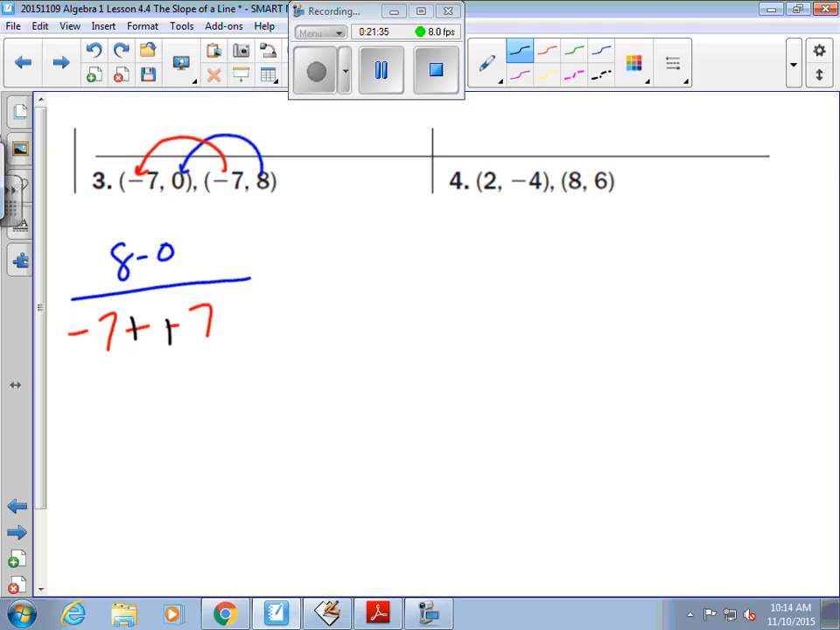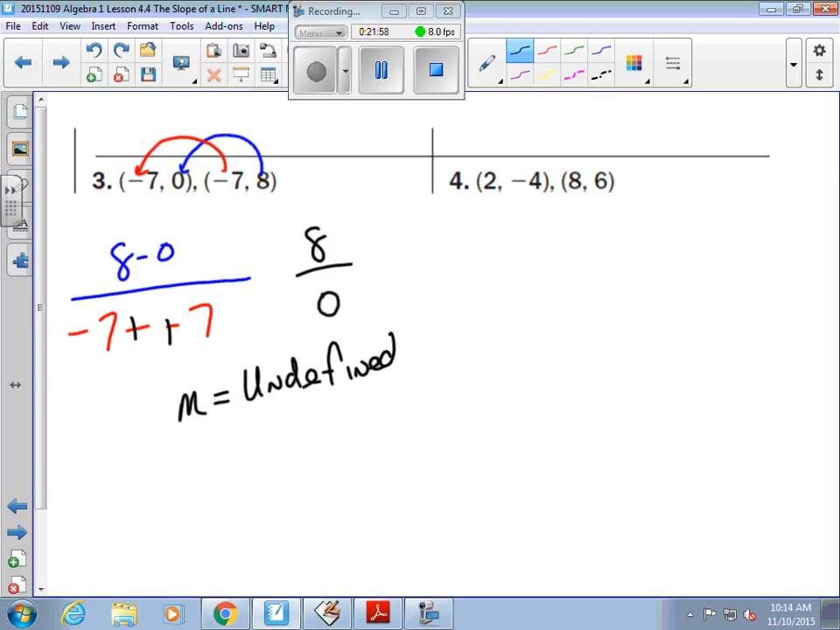A positive. 8 minus 0 is 8. Negative 7 plus 7. Same opposite signs. Subtract them. You get 0. Remember, you cannot have 0 on the bottom. So this one's m's value is not 0. You would write m is undefined.